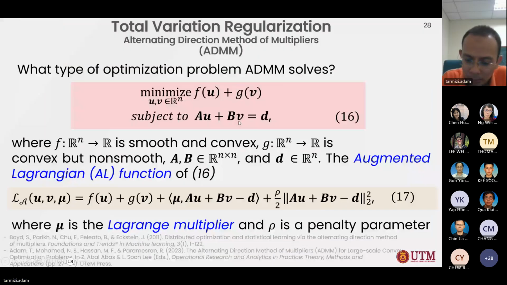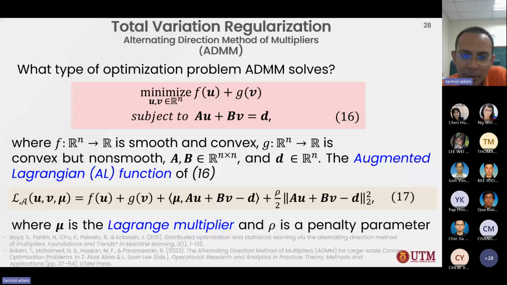Because of the non-differentiability and non-smoothness of the total variation regularizer, we cannot use first order methods, because you cannot compute the gradient of the L1 norm. So we have to use a specialized algorithm, and the first algorithm I want to overview is ADMM, the alternating direction method of multipliers.